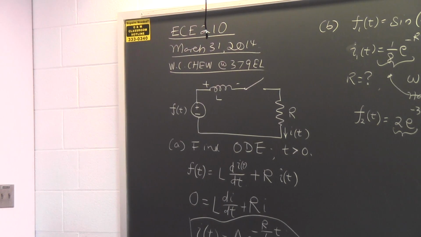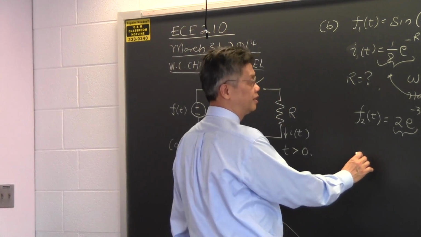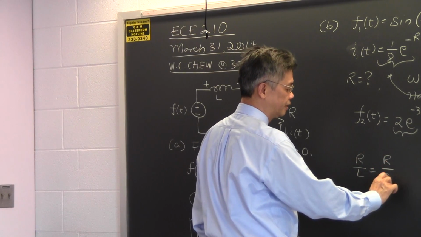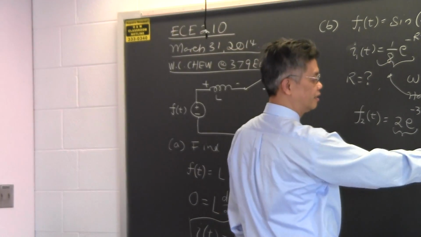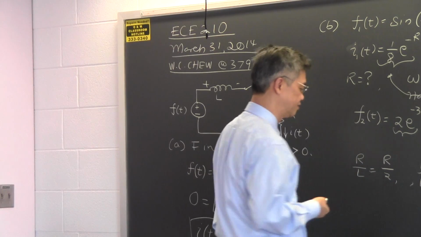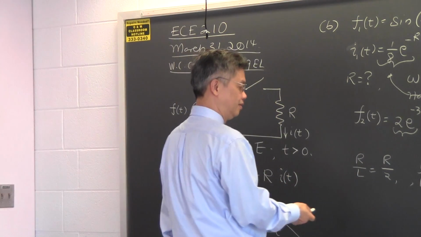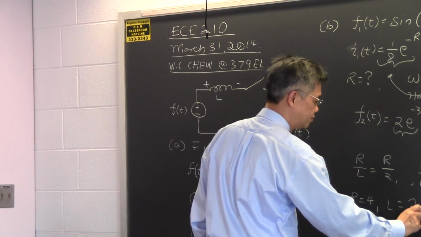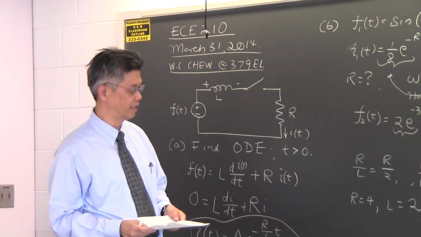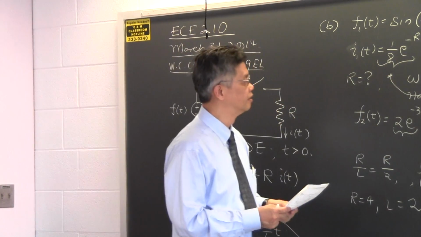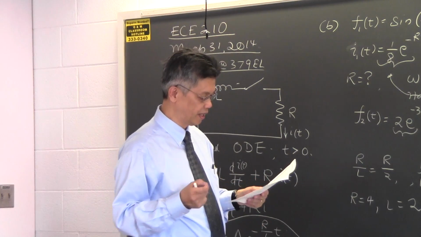By comparing this one, you see that R over L is R over 2 in one case. And if this is a homogeneous solution, you also get that R over L is 4 over L in the other case. So using these two equations, you can see that R must be 4, L must be 2. Just comparing the homogeneous solution part. So R is 4, L is 2.